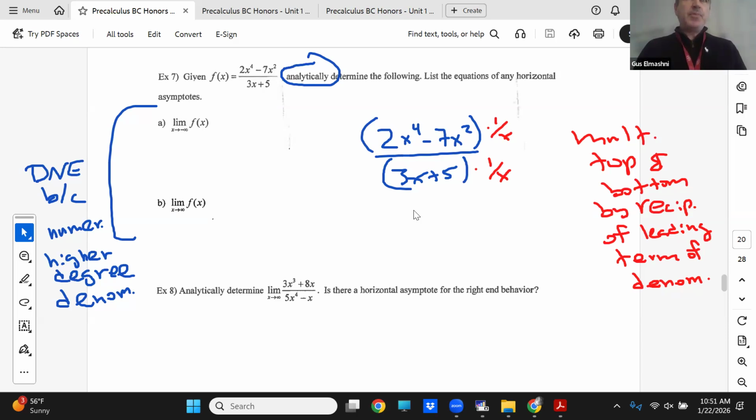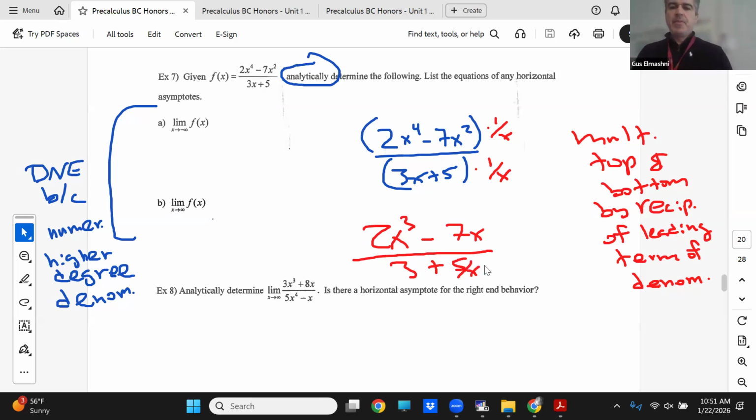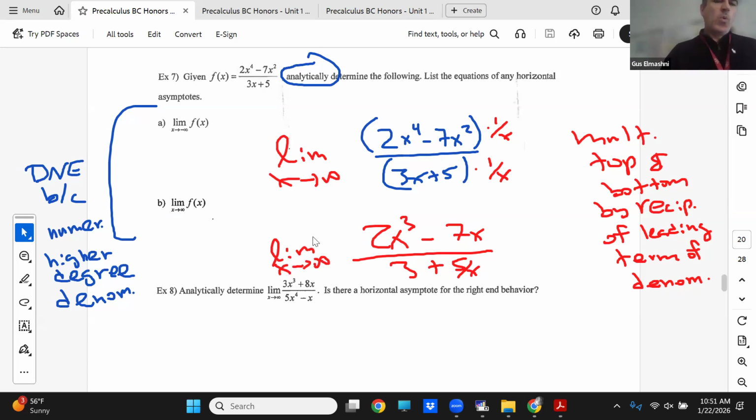Here's what winds up happening. You get 2x cubed minus 7x over 3 plus 5 over x. Okay, if you take the limit as x approaches infinity, what do you wind up getting?